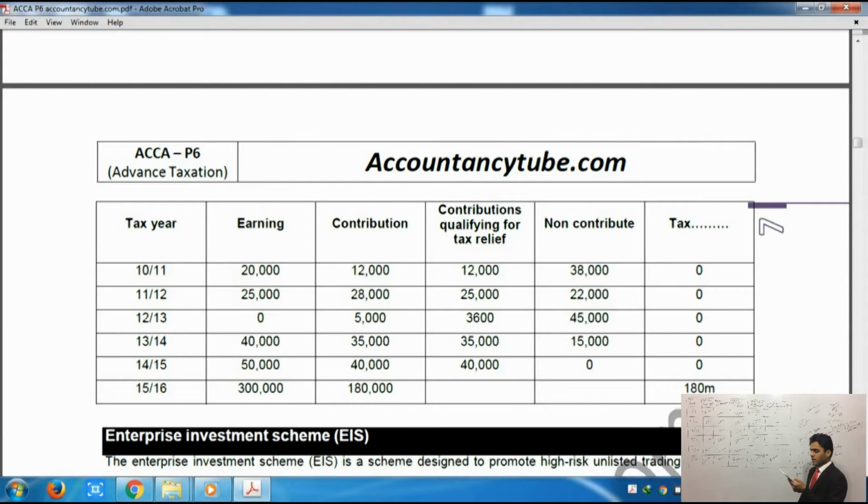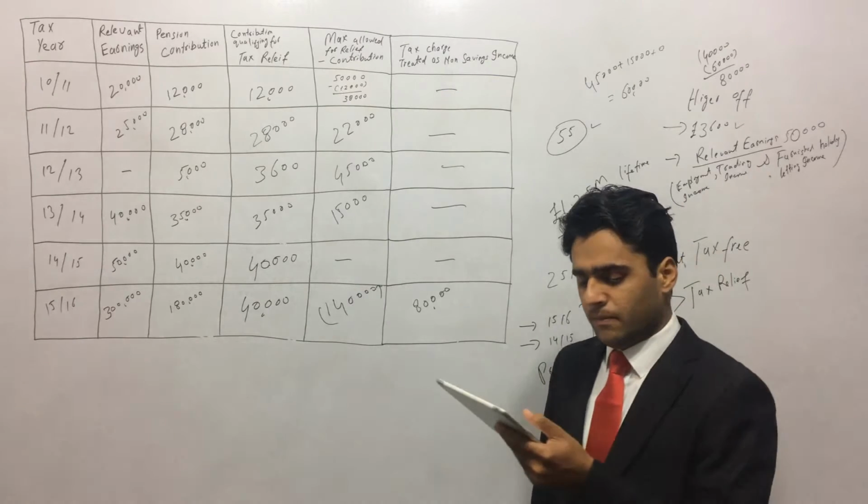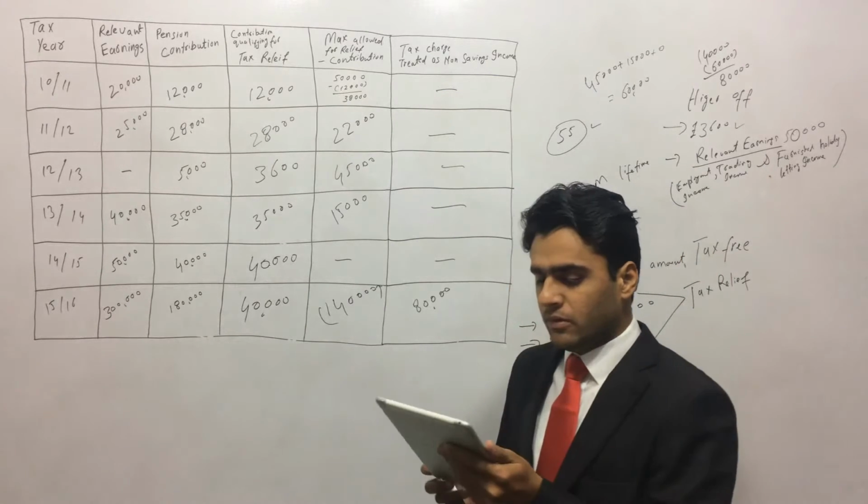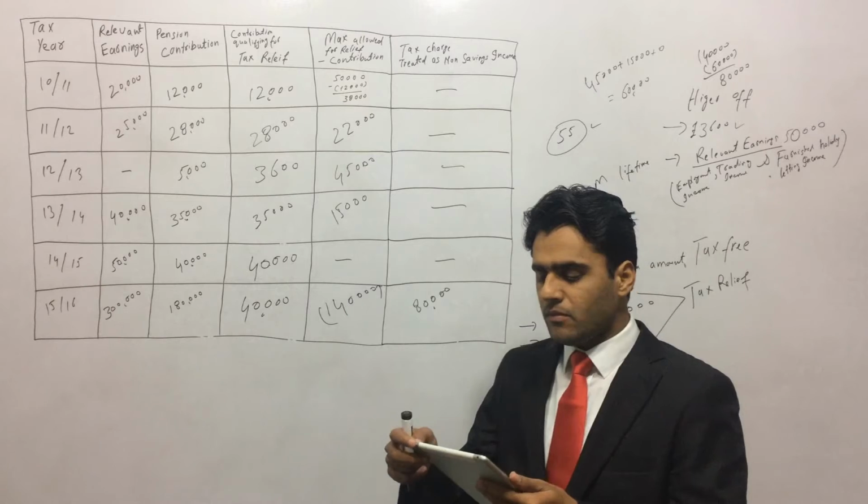And after that it says the enterprise investment scheme, seed enterprise investment scheme, and these things, VCT. I've already discussed this in the previous lesson. Alright, so that was pension contribution.